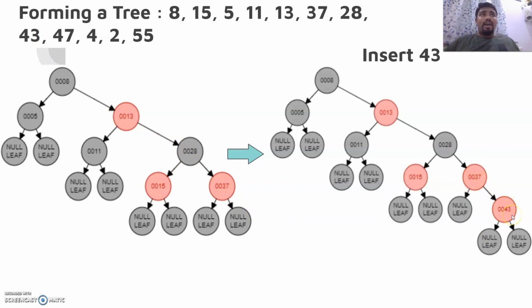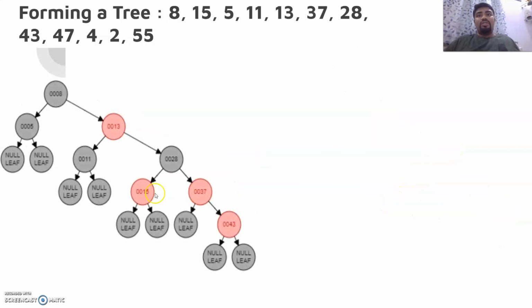Do we have a red-red parent-child conflict? Yes, we do. In this case, I'll look for the uncle of 43. Who is the uncle of 43? 15. Yes, and the uncle is having the same color as the parent, right? So what is the rule? If it is the same, then we have to recolor them both as well as the grandparent, if the grandparent is not the root. So let's check out how we work it out.